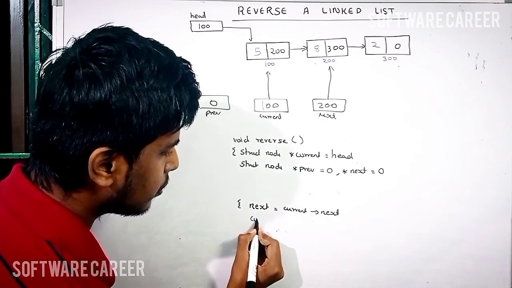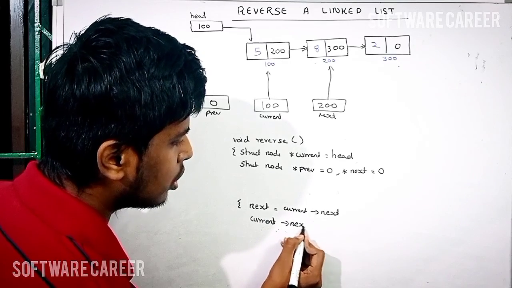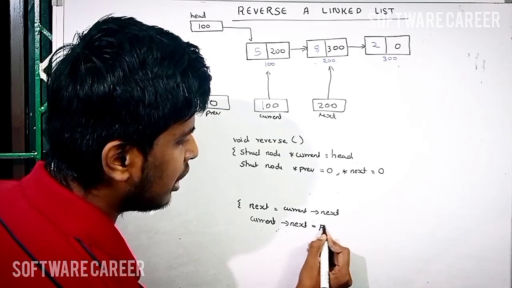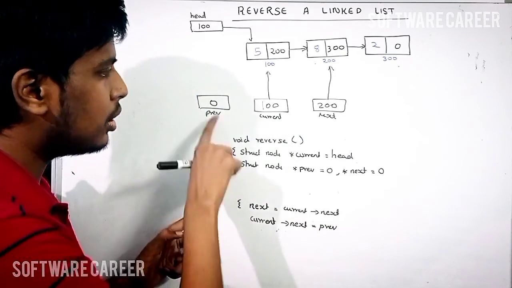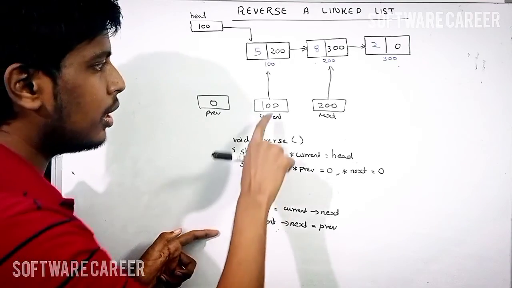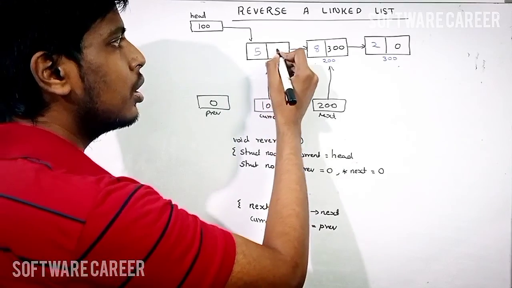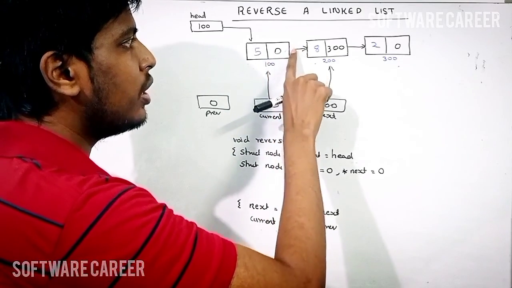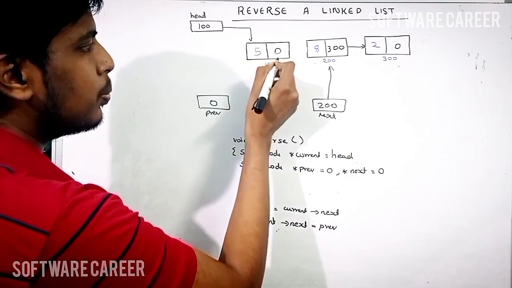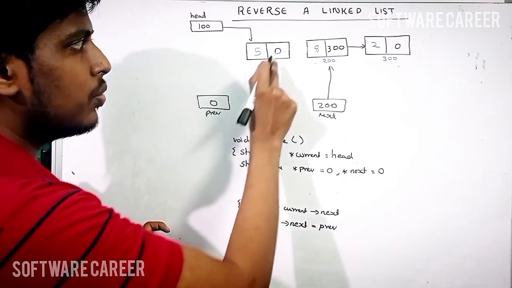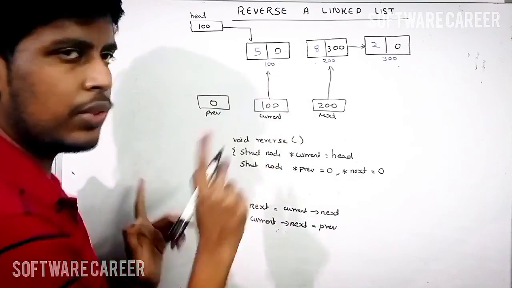See here. Current next equals to previous. Now see, what is previous? Previous is 0. That 0 is put on current next. Current is 100. 100 next is this pointer. Here I am putting 0. Now see, the forward arrow is removed, and this node is pointing to the previous node, which is 0. That means no node is here. So now I have reversed one node.